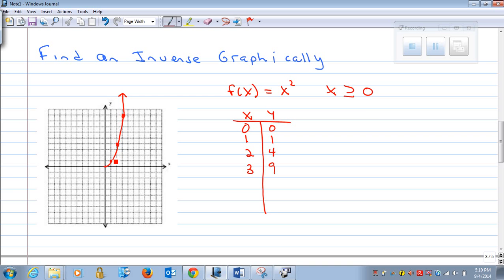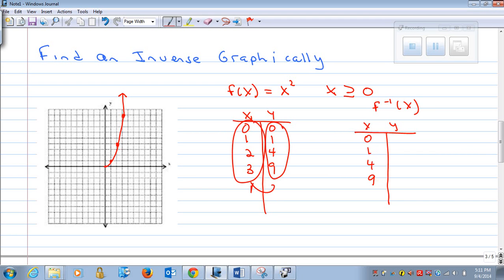All right. Now, for the inverse function, so you want the inverse of f of x, you're going to create a t-table. And for the inverse, we just have our x and y values reverse each other. So they're going to be the opposite. Over here, our y values were this. They are now going to become our x values, 0, 1, 4, and 9. And our x values, so it's like they switch places, are going to become 0, 1, 2, and 3. And then we'll graph this.